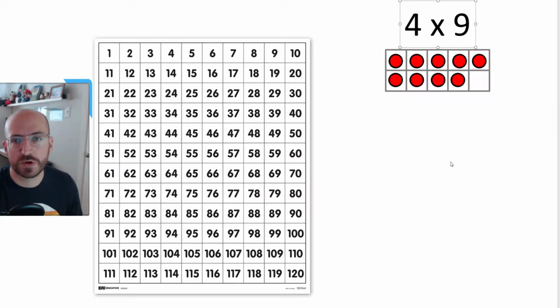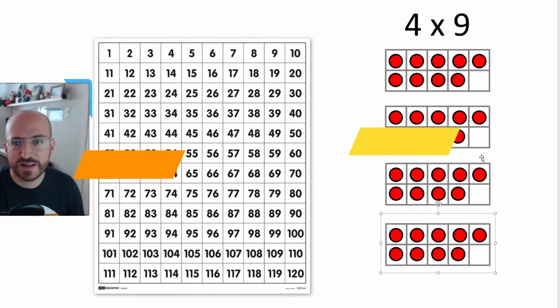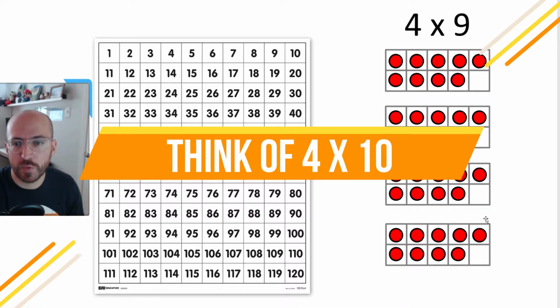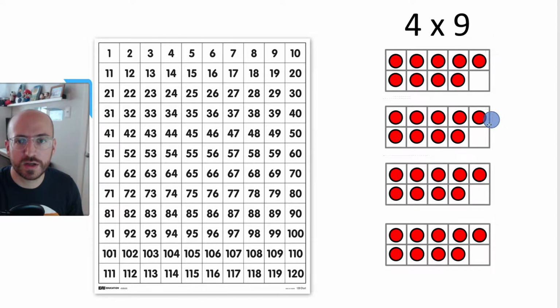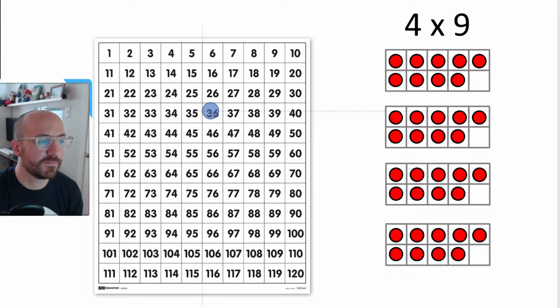Let's imagine 4 times 9. You can see that that's almost 4 groups of 10, but we are just missing 1 from each group. This is missing 1. This is missing 1. This is missing 1. This is missing 1. So 10 times 4 would be 10, 20, 30, 40, but we're missing 1 from each group. So let's take away 1, 2, 3, and 4.